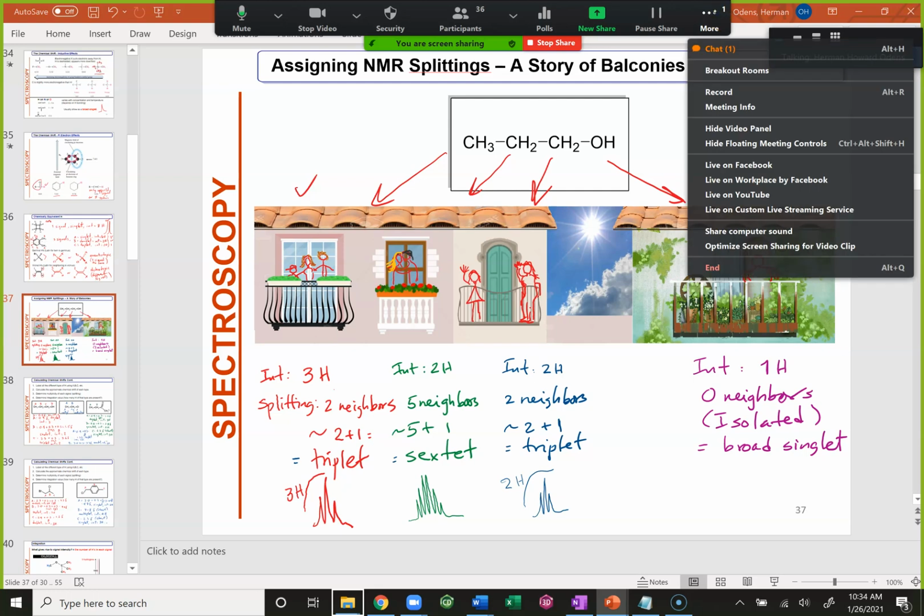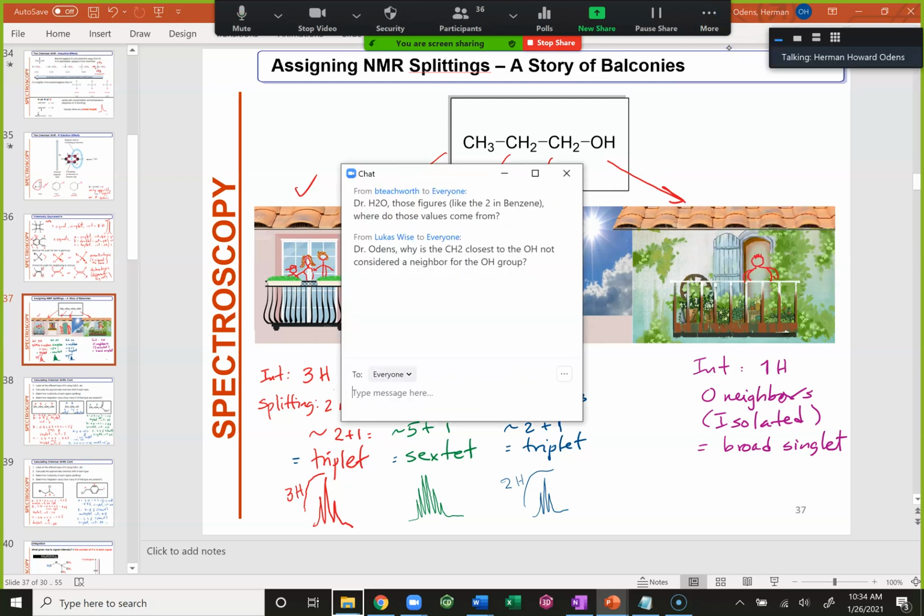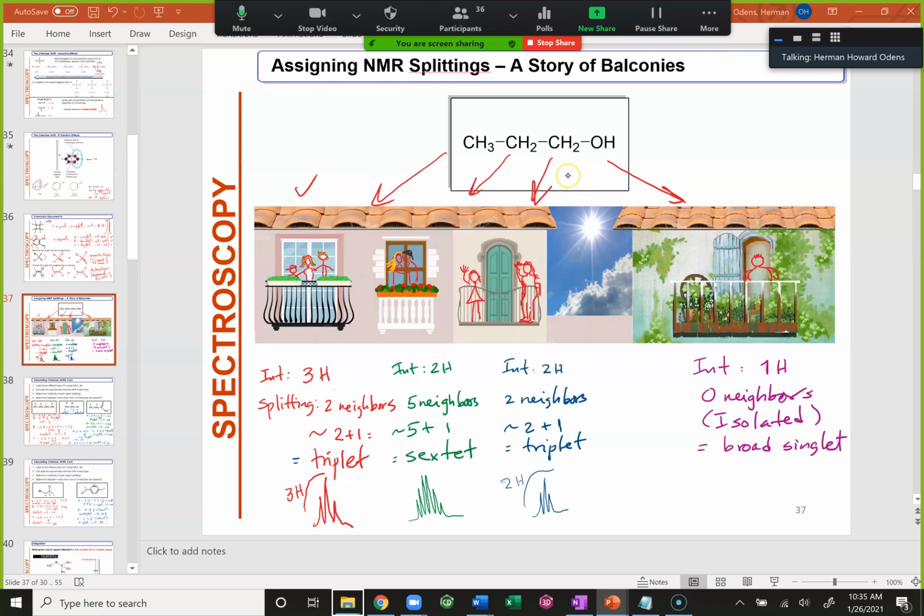Let me see. I think I have a question here. Yeah. Oh, very good. The OH acts as a barrier, causing the signal to be isolated. Very good, Chris, Benjamin. Thank you. That's exactly right. All right. So these protons here are called exchangeable.